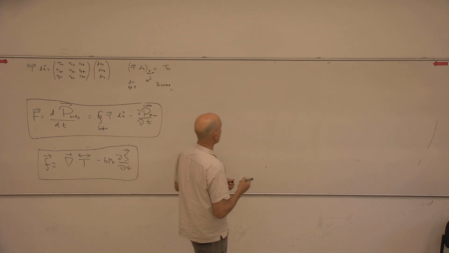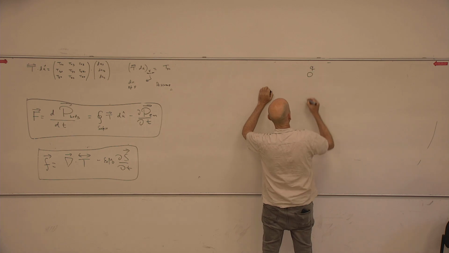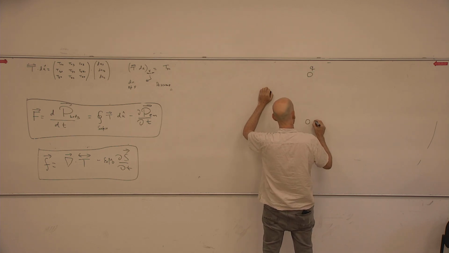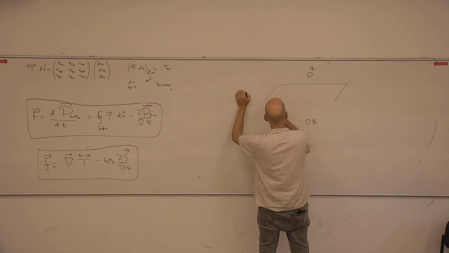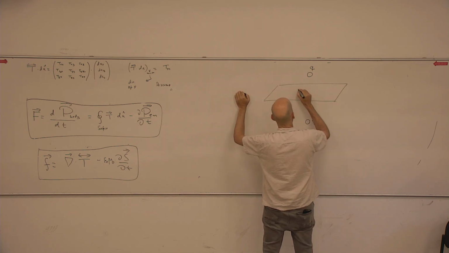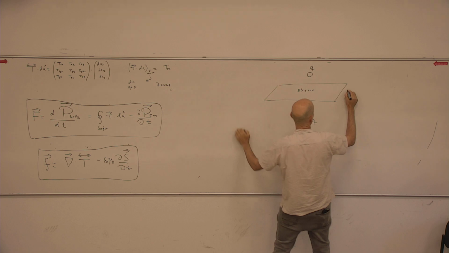So what I want to ask is the following. I have a charge Q, and I have another charge Q, and in between I have a surface. This is my integration surface. Here I have some field at x, y, z equals 0. So this is z equals 0.